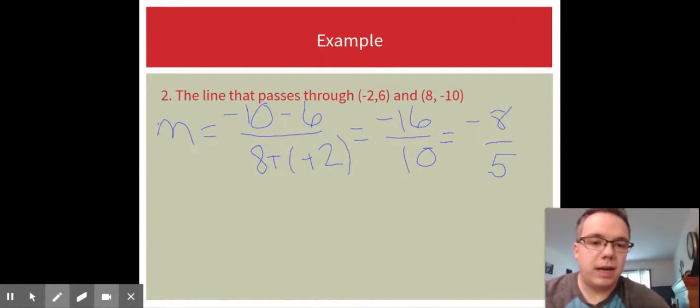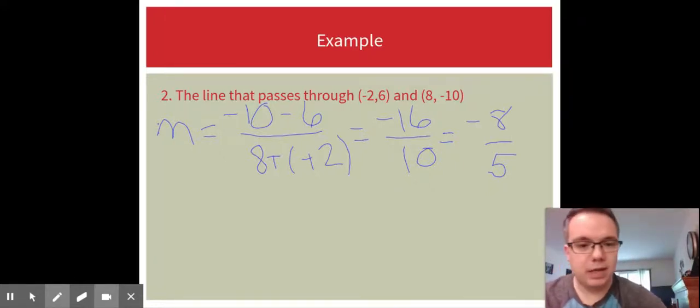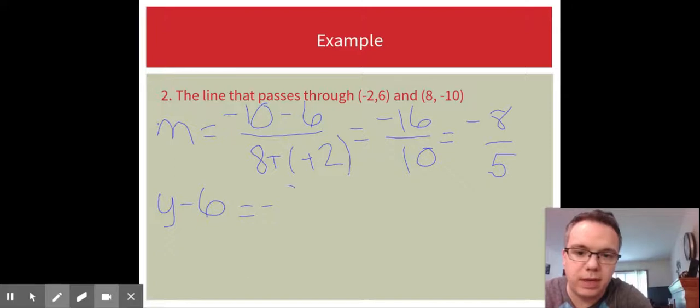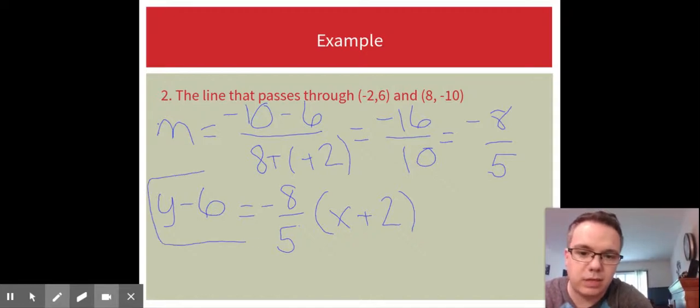All right, so I have a slope and I have 2 points, so I can have 2 different equations here. You only need one. I'm going to show you both so that you know how to get both. So let's start with (negative 2, 6). I'm going to take y minus my y-coordinate, so 6. It's going to equal my slope, negative 8/5, times x minus my x-coordinate. If I subtract a negative 2, just like up here it became addition, it's going to become addition here. So I'm going to have x plus 2. So that's one answer you can have.